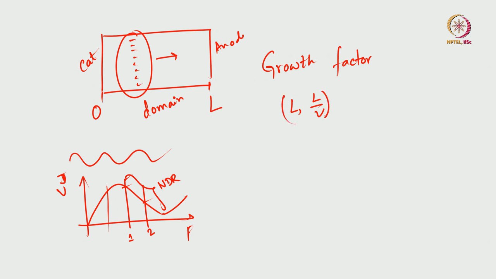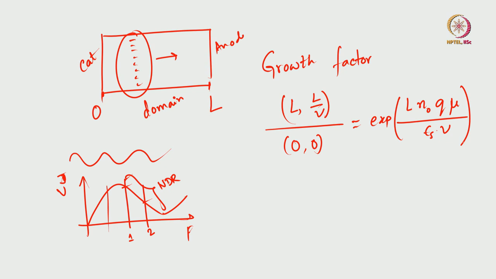So at 0 point, at 0 time, there was some domain, and at a distance of L, at a time of L by V, what is the domain size? You can say this is basically the growth factor, and after some mathematics, it comes out to be about exponential of L times the electron concentration or doping charge times mobility of electron divided by the dielectric constant times velocity. For space charge growth, for the domain to grow, this factor has to be larger than 1.